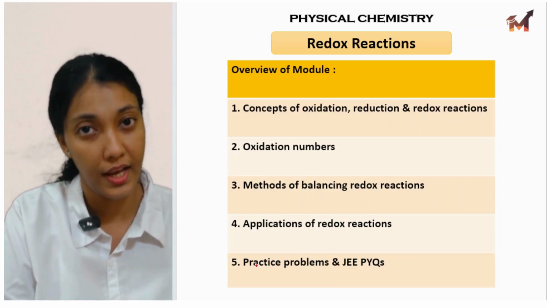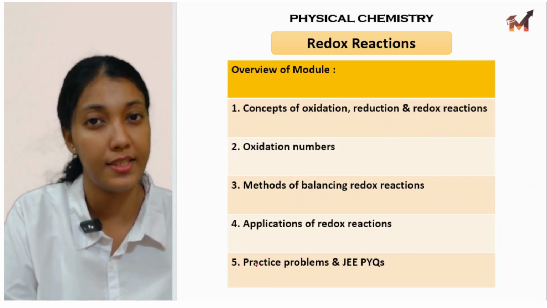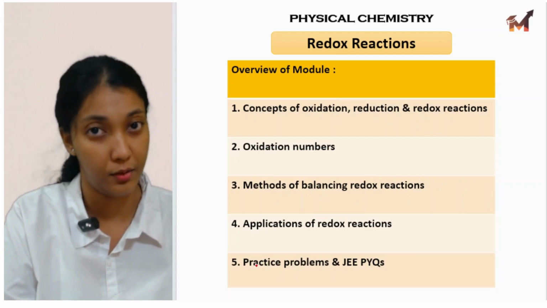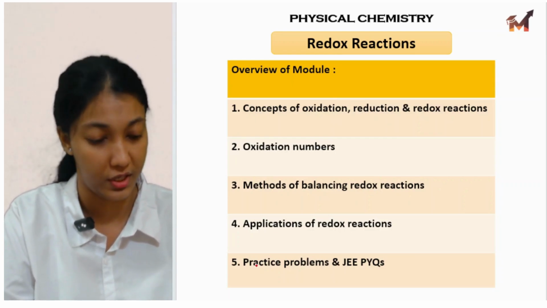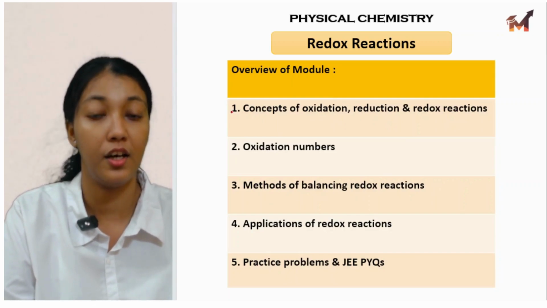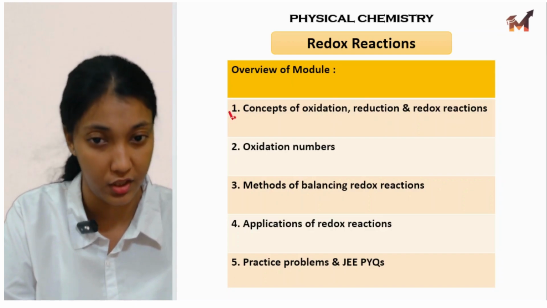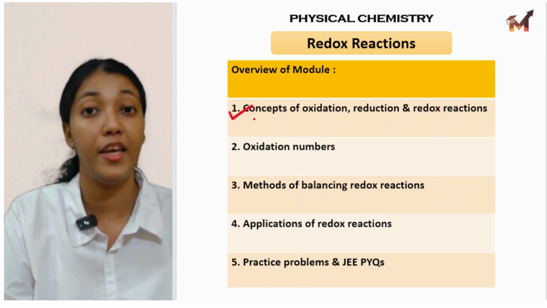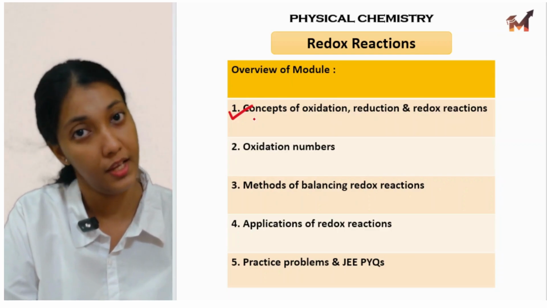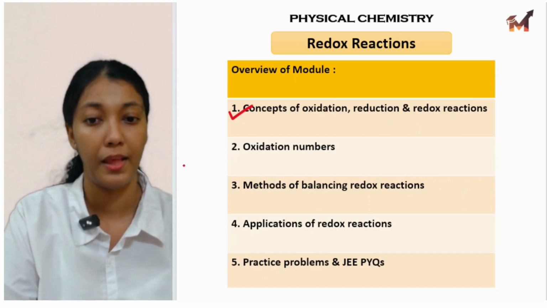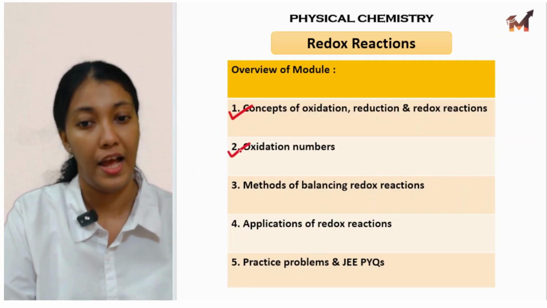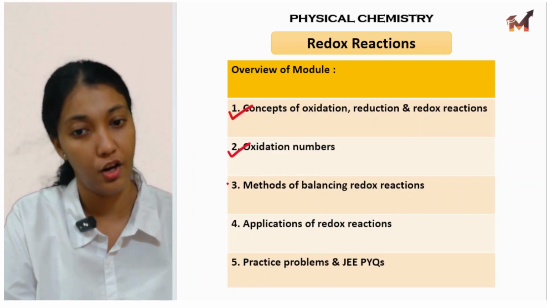रिएक्शंस हम बैलेंस कर चुके हैं इसके पहले, बट रिडॉक्स रिएक्शंस आर समथिंग डिफरेंट. वो हमारे नॉर्मल हीट एंड ट्रायल मेथड से बैलेंस नहीं होते हैं, बट दे आर वेरी वेरी इंपॉर्टेंट. सो इन दिस चैप्टर वी विल सी कि द कॉन्सेप्ट ऑफ ऑक्सीडेशन, रिडक्शन एंड रिडॉक्स रिएक्शन. ये ऑक्सीडेशन क्या होता है, रिडॉक्स रिएक्शंस क्या होते हैं, रिडक्शन क्या होता है, दिस वी विल स्टडी इन दिस चैप्टर. We will study about oxidation numbers, very important, and the methods of balancing the redox reactions.